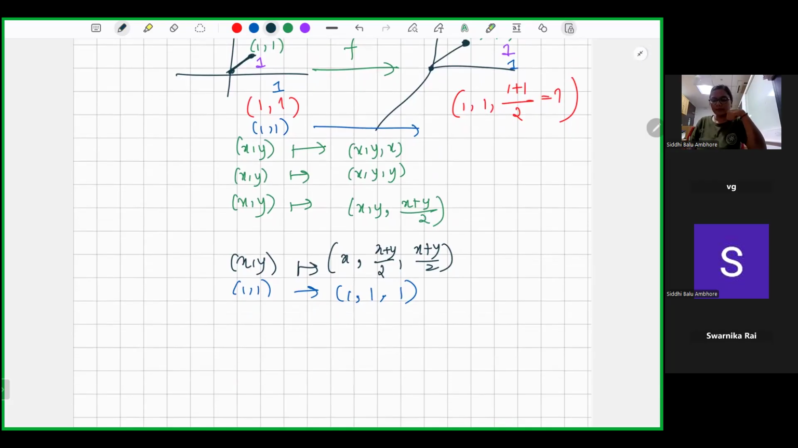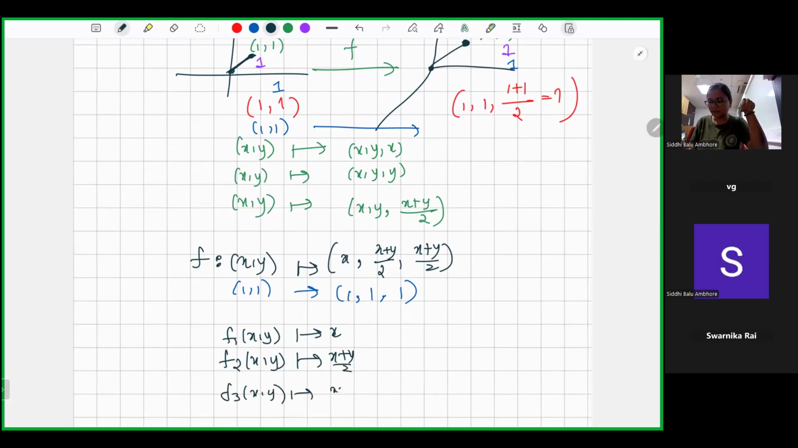But in terms of the functions now, on the right side, how can I write that? x as f1 of x, y is nothing but x. For example, f2 of x, y is (x plus y) by 2. Which function do you want to talk about? The second one, f2 will be (x plus y) by 2, and f3 will be again (x plus y) by 2. This is how my functions are defined.